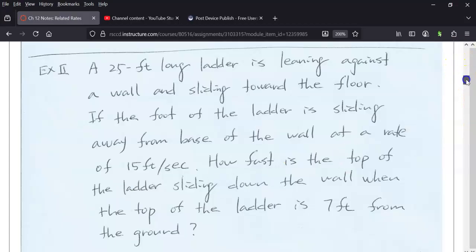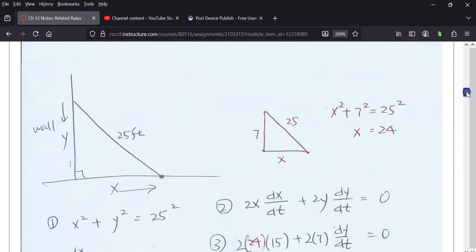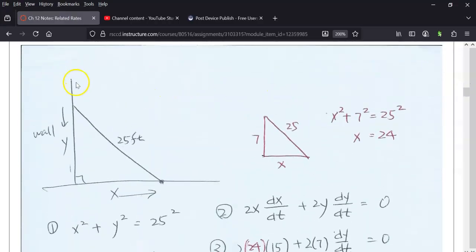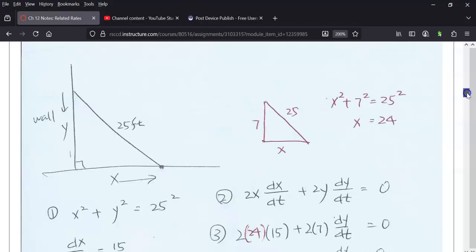All right, so something like this sometimes requires some kind of visual. So imagine we have a wall right here. Here's our ladder that's leaning against the wall. That's 25 feet. So the top of the ladder is sliding down while the base of the ladder is sliding outwards. So what do we know now? When you see a picture like this, by experience, hopefully you see that it's the Pythagorean theorem: x squared plus y squared equals 25 squared. So here's my equation. That's the equation we're going to be taking the derivative of, using implicit differentiation.